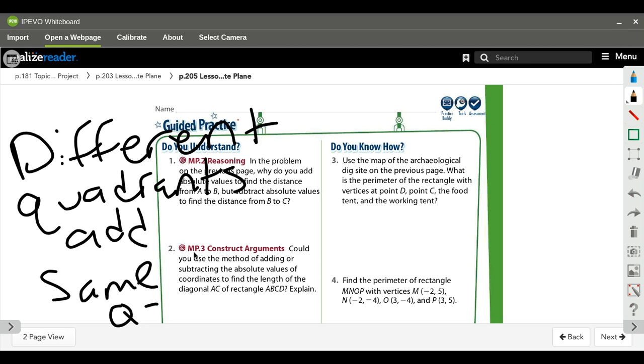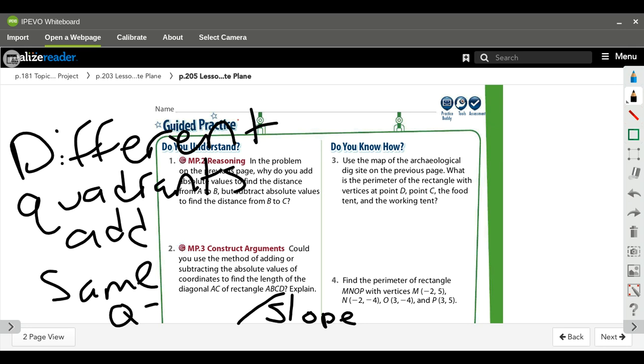It says number 2, could you use the method of adding or subtracting the absolute values of coordinates to find the length of a diagonal AC of rectangle ABCD? So this is a no. When we have a diagonal, we are not dealing with distance on a vertical line anymore. We're dealing with distance on a diagonal line, which is going to be slope. And we've not learned slope yet.